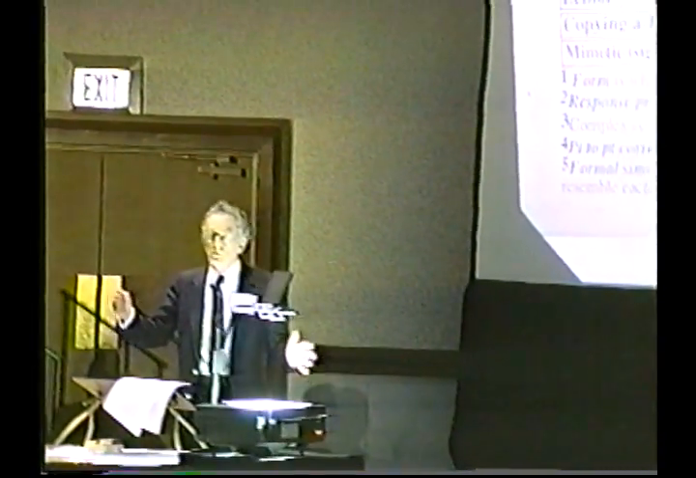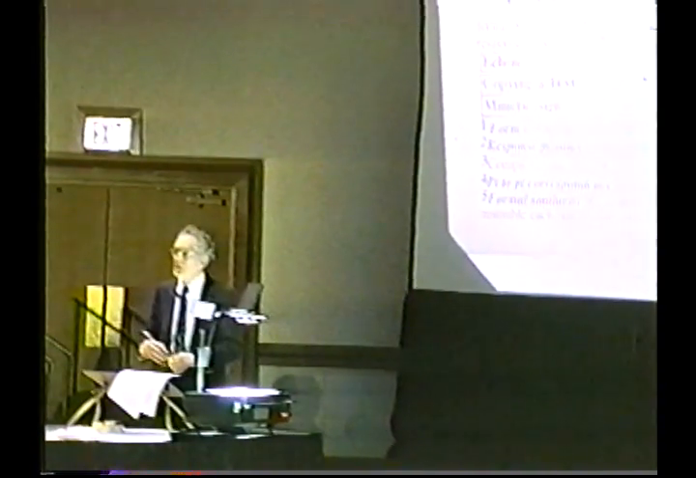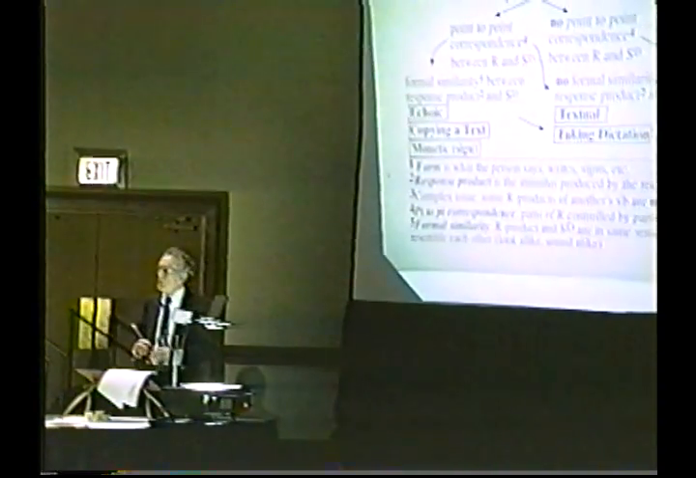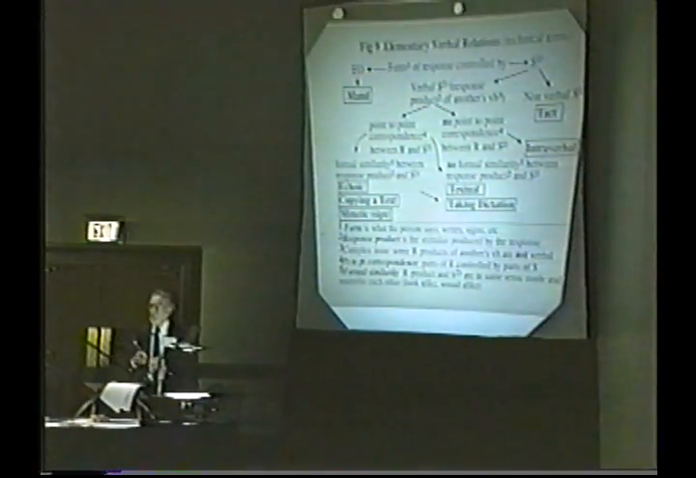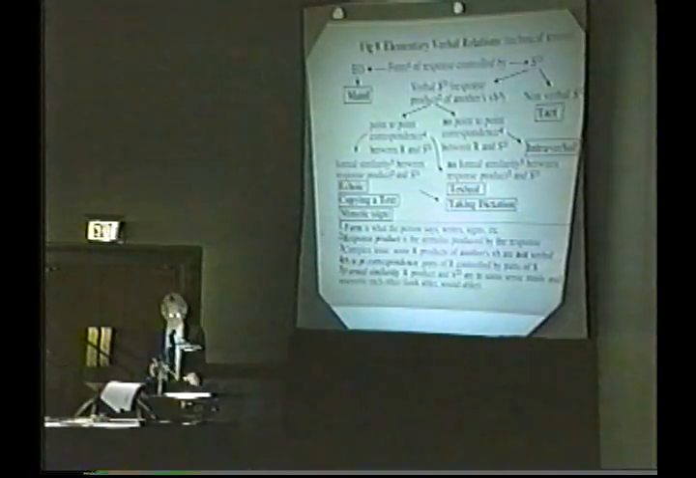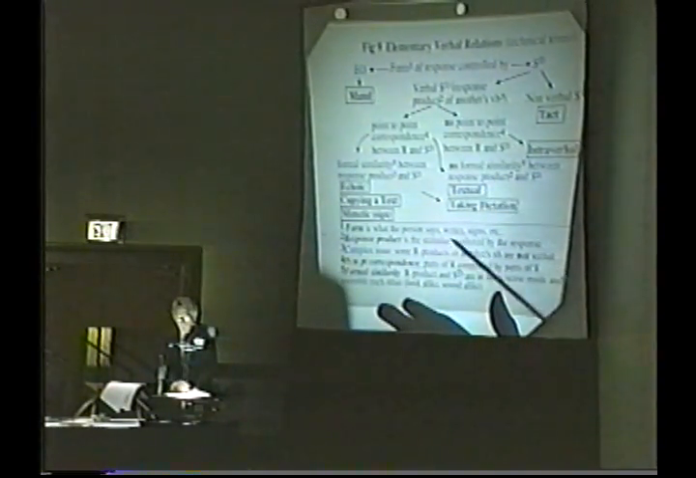A sign that says no smoking can be described as a big sign or a small sign, or the sign could be said to be in red letters. Well, those characteristics are not the verbal characteristics. When it says no smoking, that's the verbal part, the part that prevents you from smoking.